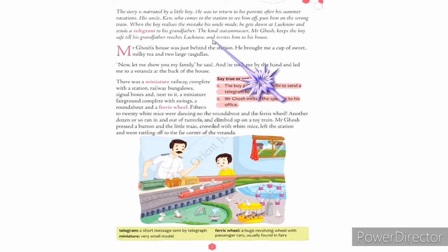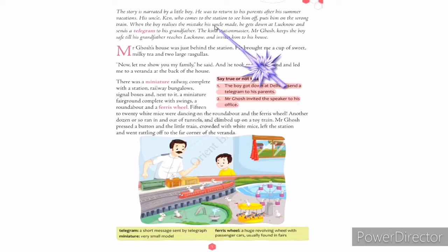So here we are getting a small idea of the lesson, that the little boy himself is narrating and telling us about the lesson. Narration means who is the speaker, who is telling us about the story. And what happens? The boy has gone for his summer vacations, and he is about to return to his parents, but what happens? His uncle Ken puts him on the wrong train. But when the boy realizes that he is on the wrong train, he gets down at Lucknow and sends a telegram to his grandfather.